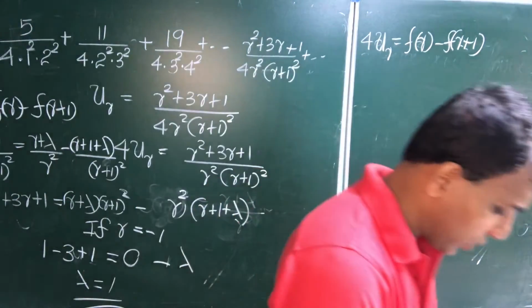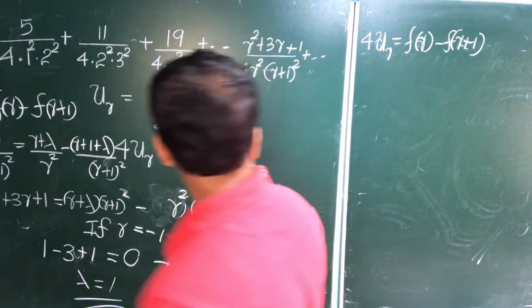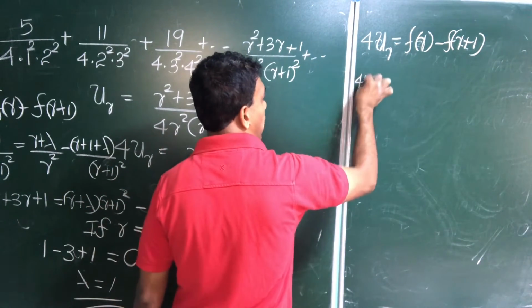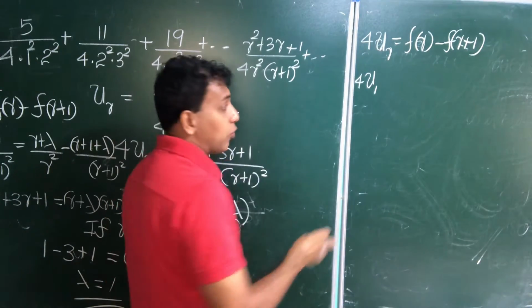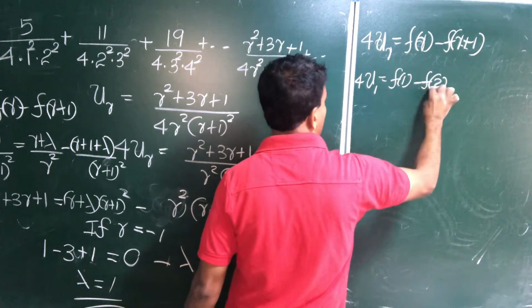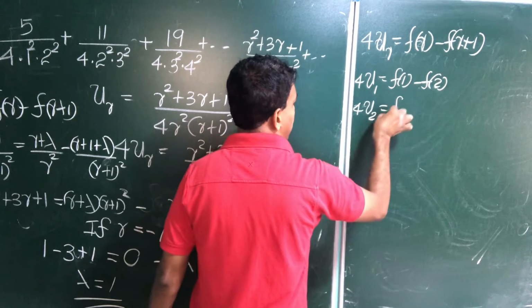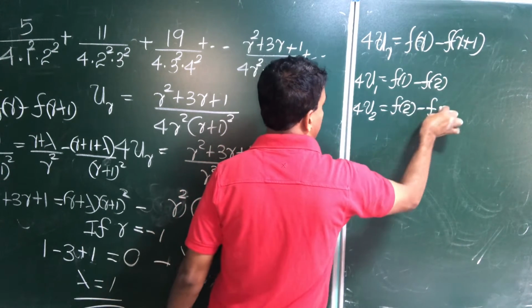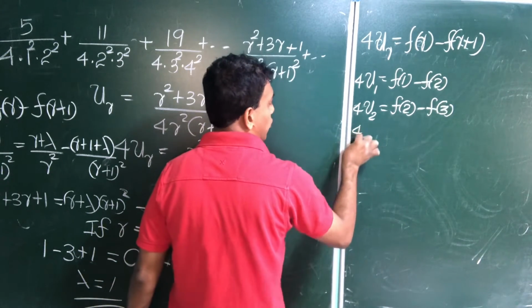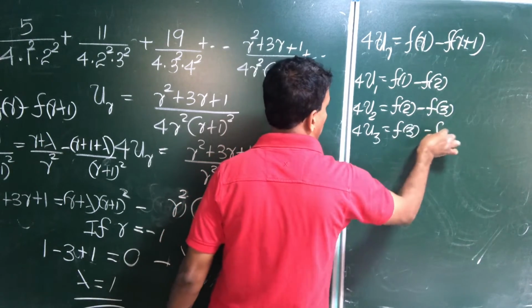Then now we apply 1, 2, 3. If you continuously apply the values up to n, generally first 3 terms and last 2 terms are enough, right? So it becomes the sum of all values. Put r for 1: 4u1 equal f of 1 minus f of 2, right? Next put r for 2: 4u2 equals f of 2 minus f of 3. Next r for 3: 4u3 equals f of 3 minus f of 4, right?